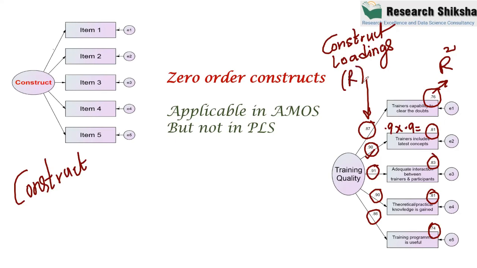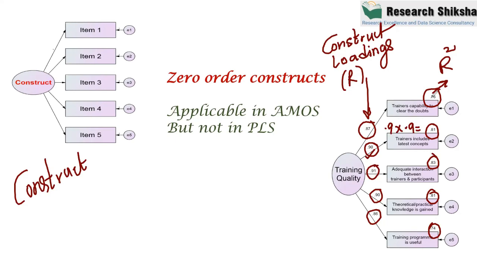So what is R? What is construct loading? Construct loading is the correlation between the construct and the item. This is the simple definition of construct loading. So construct loading represents the correlation between the construct and the items, and the square of it is known as R square. Now, what is the criteria?